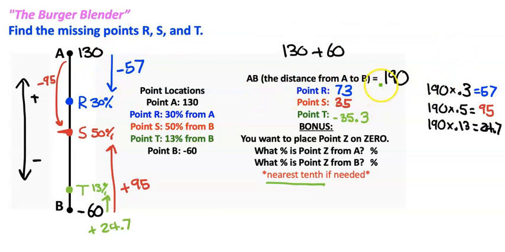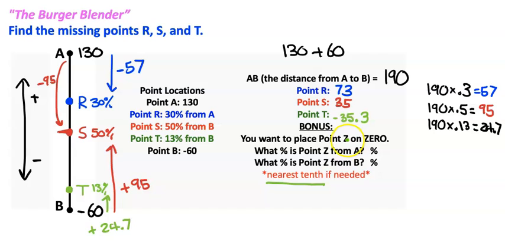All right, so just a quick review. I found the total distance. Basically, you add the positive and then you drop the negative and add that number, because even though it is negative, it is distance. So I got a total distance of 190. I take 190 and I scale it by 30%, 50%, 13%, and then I add or subtract based off the direction I'm going. So when I found 57, I subtracted 57 because I'm going down from 130. Point S was in the middle, so you can either subtract the 95 or add the 95. And then point T is 13% up, so you would add the 24.7 to negative 60.